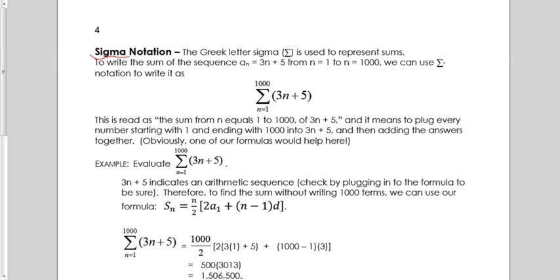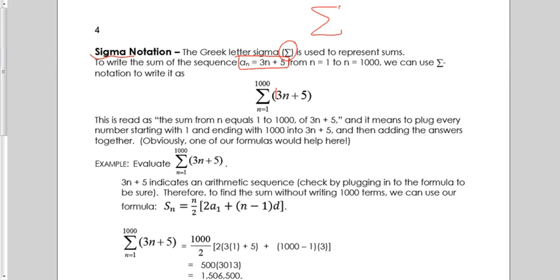Sigma is a Greek letter. The Greek letter sigma is this capital thing. When I write it by hand, it usually looks like that. It's used to represent sums. To write the sum of a sequence, and here's our sequence, a sub n equals 3n plus 5.